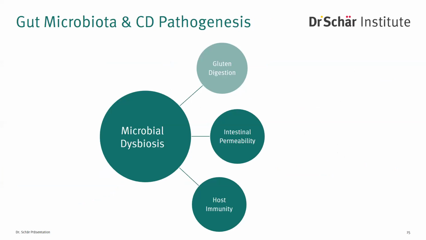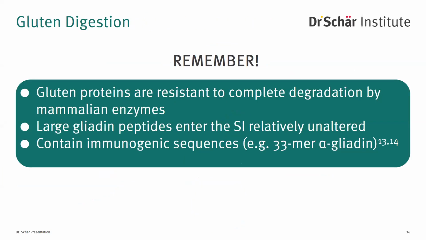All right, so now we're going to talk about how the gut microbiota affects celiac disease pathogenesis. So we're going to look at gluten digestion itself, intestinal permeability, and host immunity. Just a few reminders. Gluten proteins are not degraded well by peptidases in the GI tract, so the large gliadin peptides enter the small intestine relatively unaltered. These peptides contain immunogenic sequences that induce immune response.